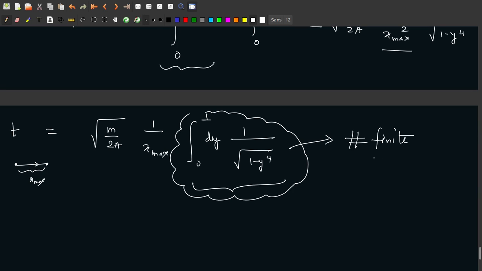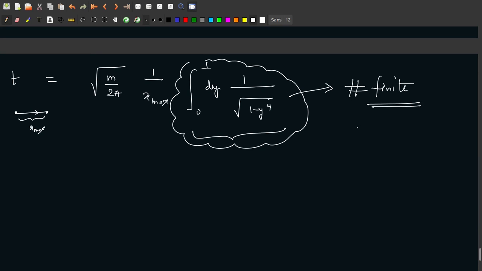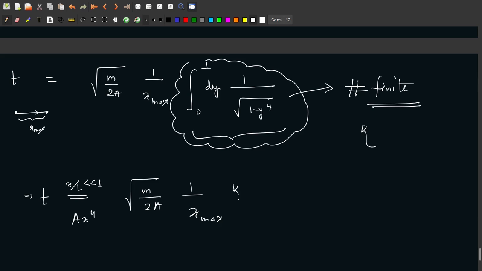It is obviously not divergent, since this is a well-defined integral because the limits are from 0 to 1, and so it is nowhere divergent. So whatever value this integral assumes is just a finite number. Let me denote this number by some k. So the value of this integral, whatever it will be, is that t, in this limit of small x by L much less than 1 under the potential A x to the power 4, is equal to the square root of m by twice of a times 1 by x max into k.